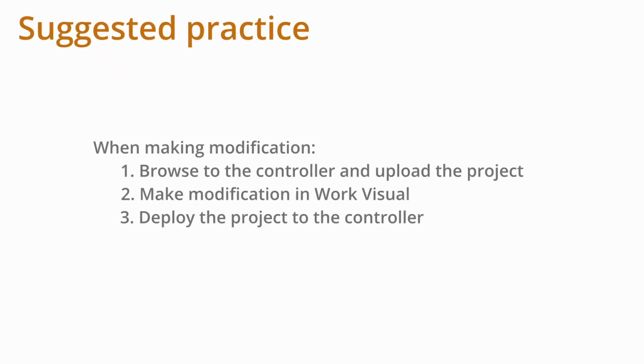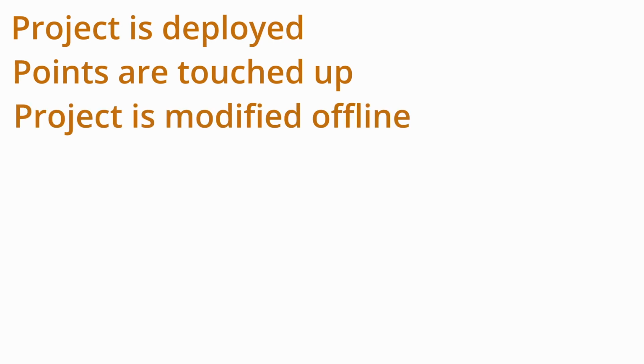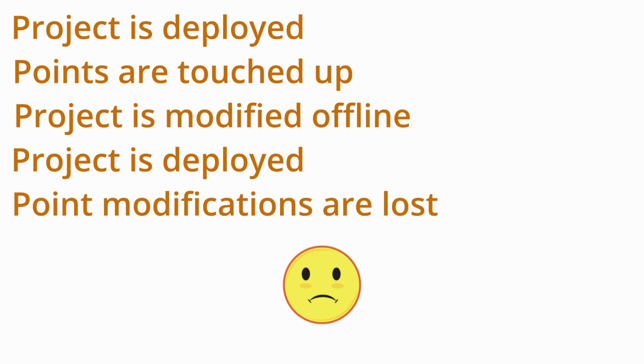When making modifications to a WorkVisual project, it is best to first browse for the controller and upload the project, then make modifications to the WorkVisual project, and lastly deploy the project to the robot controller. This preserves changes that were made on the controller between project modifications. For example, if your project is deployed, points are touched up, project is modified offline, project is deployed, point modifications are lost.